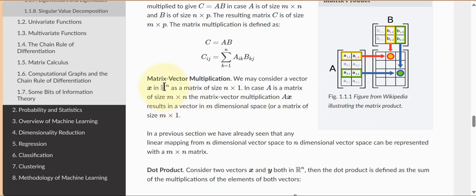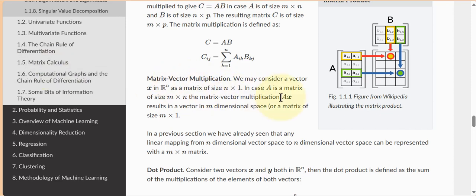Okay, the next thing they talk about is matrix vector multiplication. Well, we already defined matrix, so if we want to multiply a matrix times a vector, we can think of that vector as a matrix, and then we can do this matrix multiplication. So in other words, we're thinking of the vector as a matrix. So they say we may consider a vector x in Rn as a matrix of size n by 1.